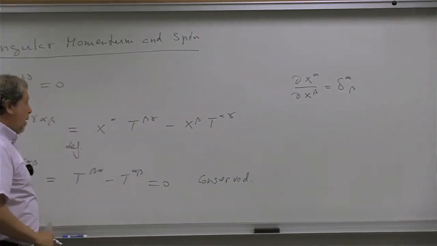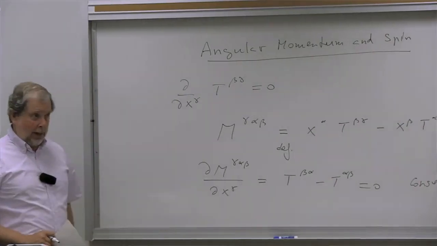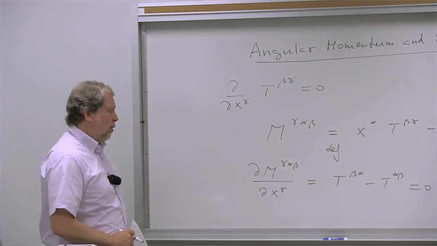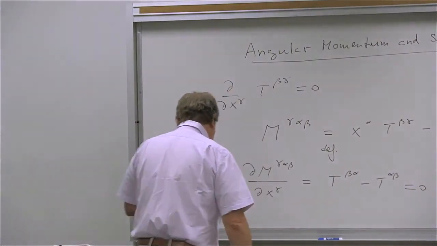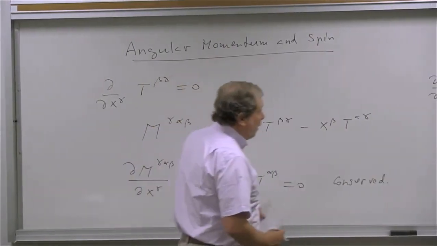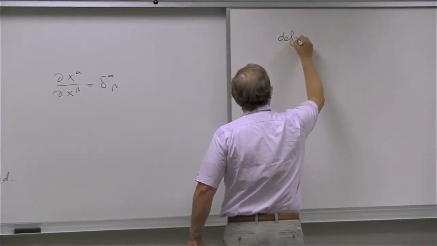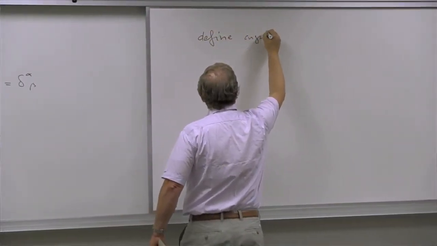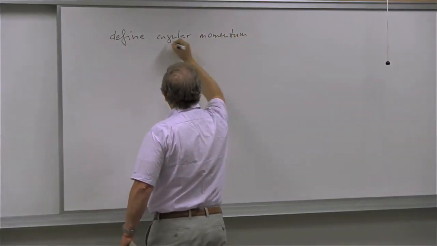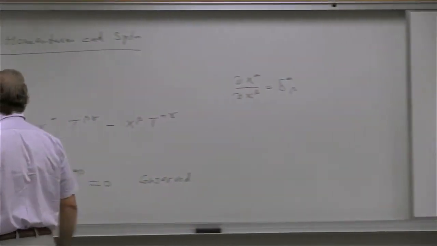Also, because of this combination, you recognize that this is in fact something that should be related to angular momentum, right? The x cross p type of construction. So this seems to be useful, and that means that we can define the angular momentum. So this is like an angular momentum density, the m.